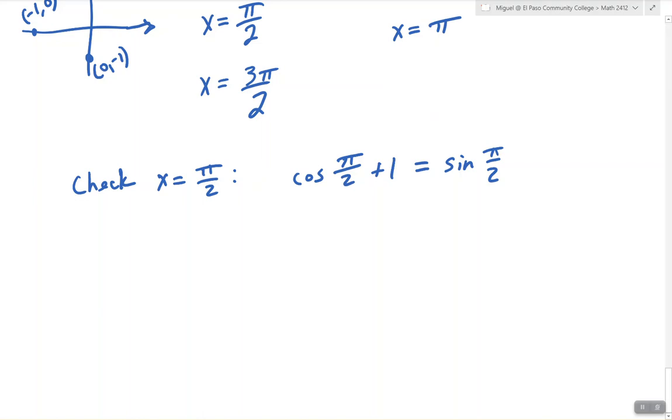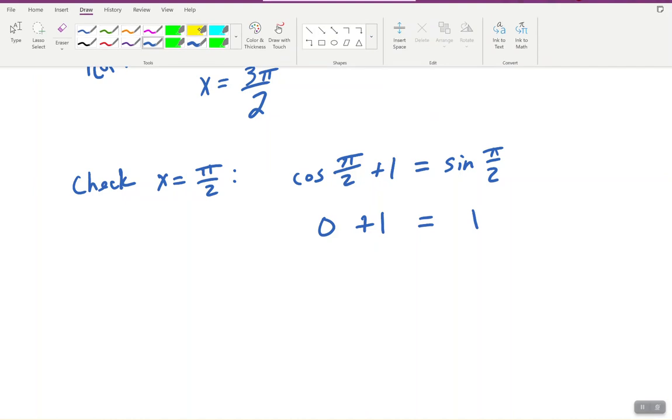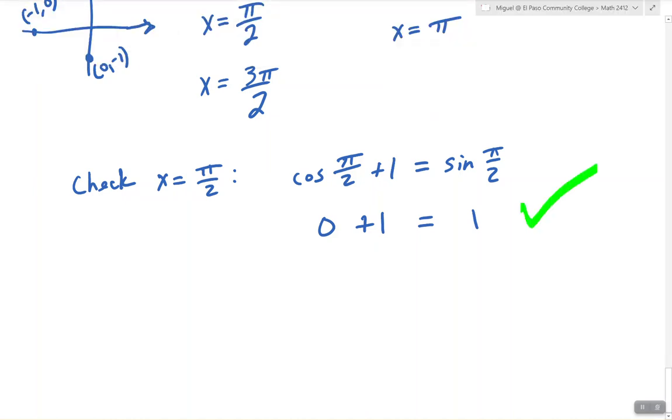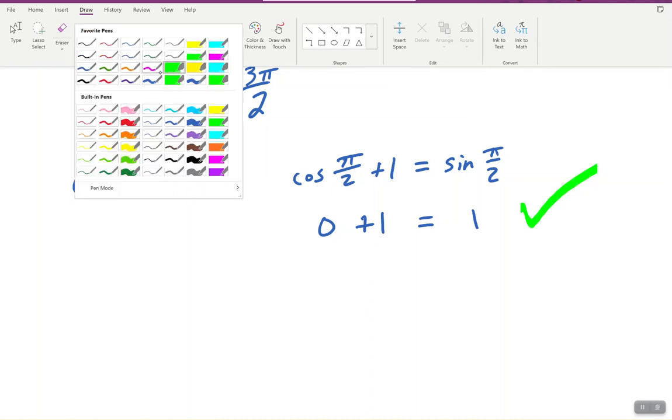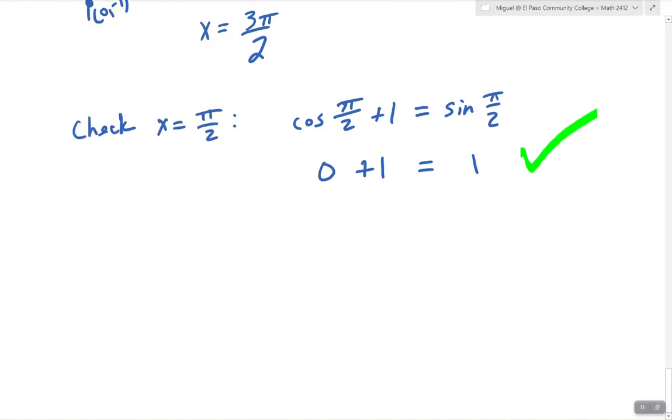Does that make sense? So cosine of pi over 2 is 0. This is plus 1, and sine of pi over 2 is 1. So it looks like this is okay. That one passes the test, right?